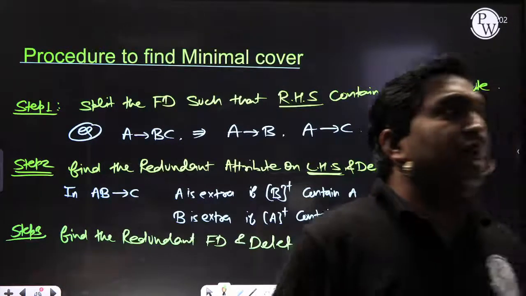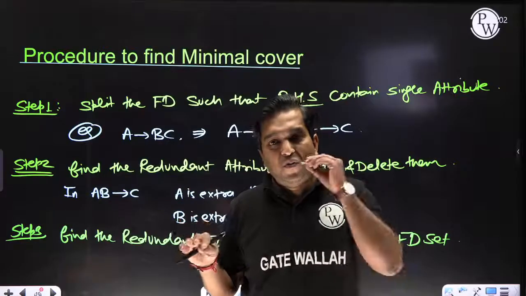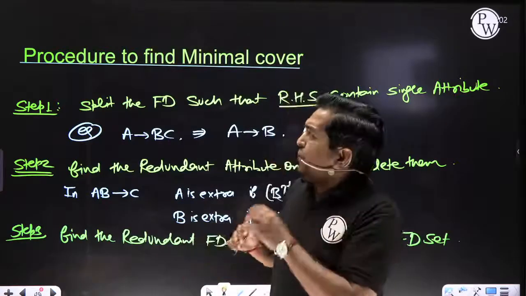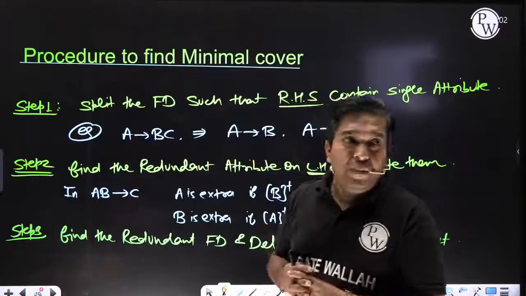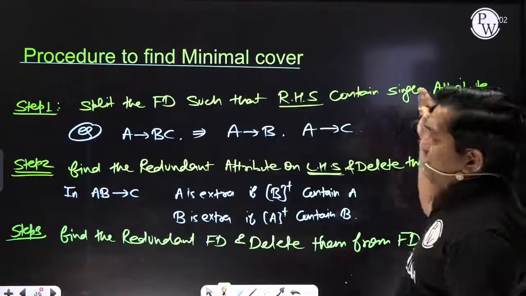Listen carefully, everyone. We are discussing the procedure to find the minimal cover. What is the meaning of minimal cover? First of all, please try to understand. Split the FDs such that the RHS contains a single attribute.